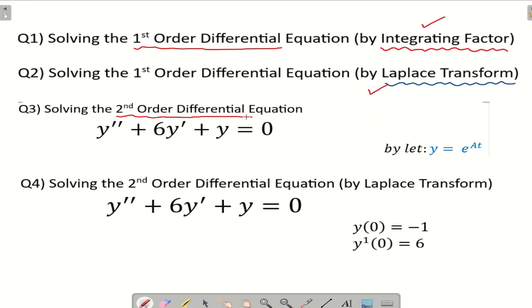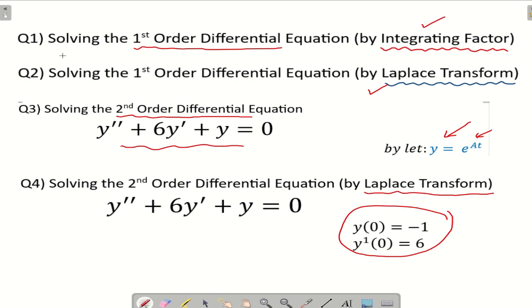In the second order differential equation, just like this equation, I will solve it by the first way by letting y equal to e to the power ax, where a is any constant, and I will show you how to use the Laplace transform to solve the same second order differential equation with the same initial condition. Now we jump to question 1.